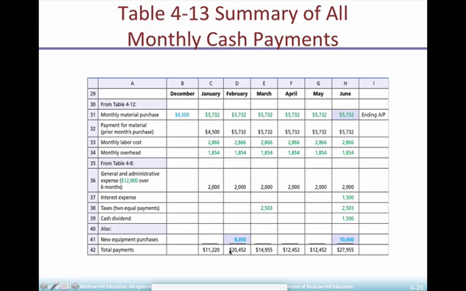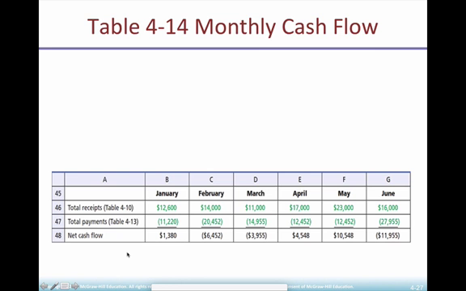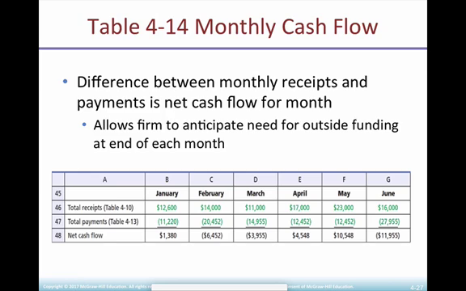On the next slide, we are going to do the cash budget. Cash receipts minus cash payments. This is what it is: monthly cash flow, the difference between cash receipts and cash payments. And this is what we have, net cash flow, cash receipts minus cash payments.